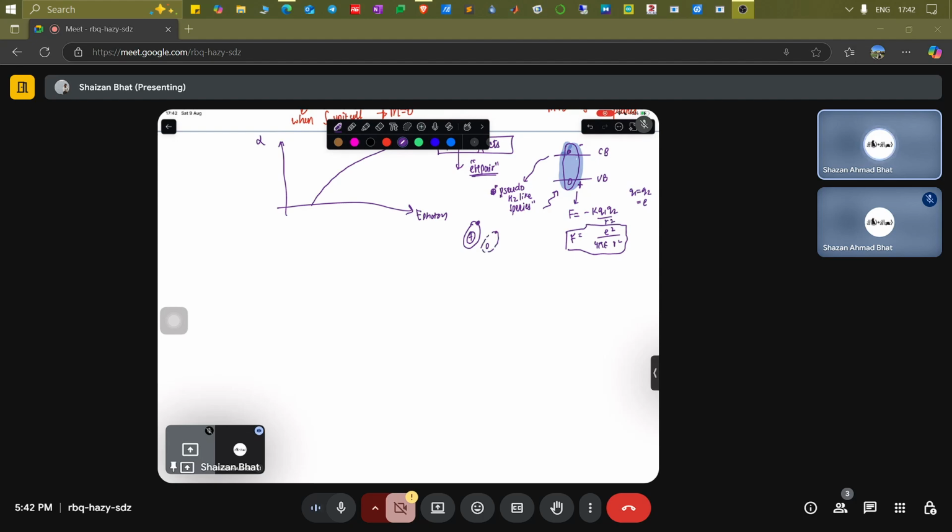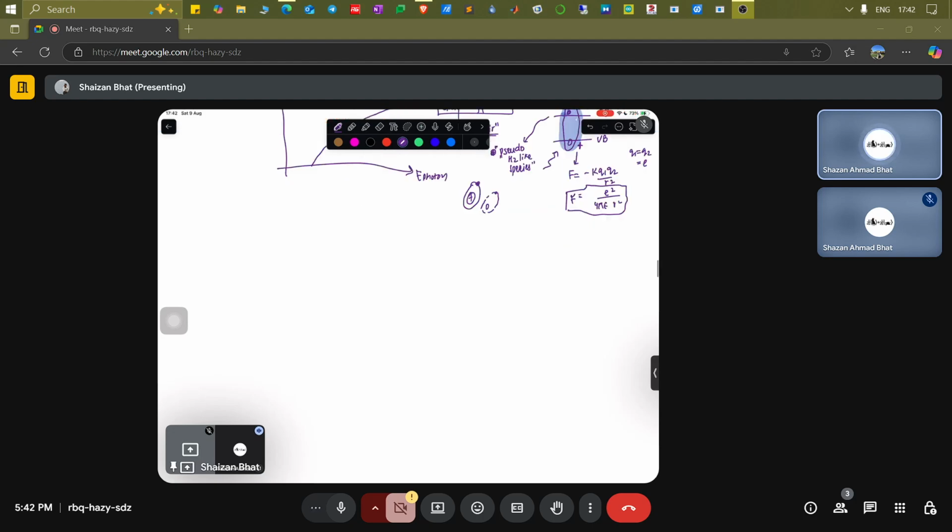So it acts like a bound system now. So now the electron and the hole pairs are moving together. Even under the application of force, they move together instead of going in the opposite direction. So that is the weird thing.